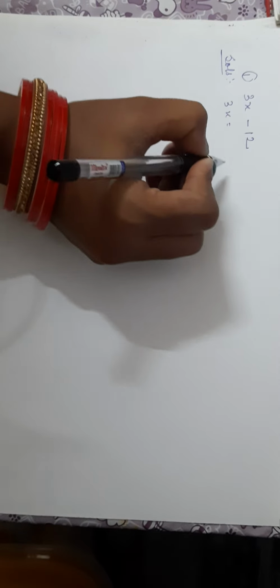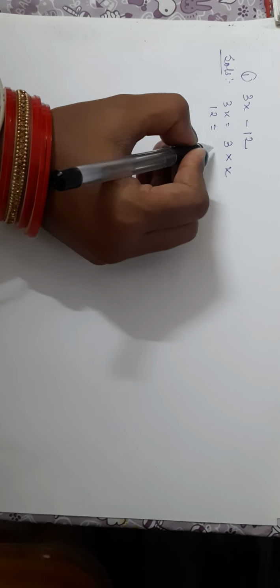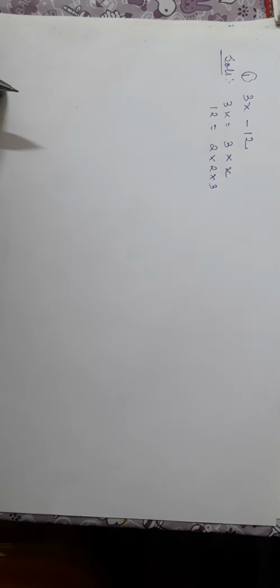The first question here is 3x minus 12. First write down the factors of 3x. So 3x can be written as 3 into x. And 12, in prime factorization, can be written as 2 into 2 into 3. So from both the terms, what is common here? Common here you can see is this 3.